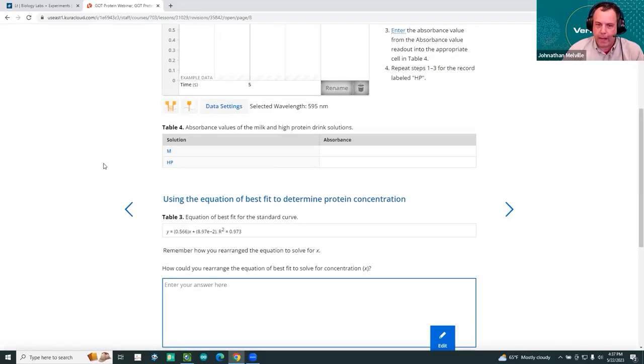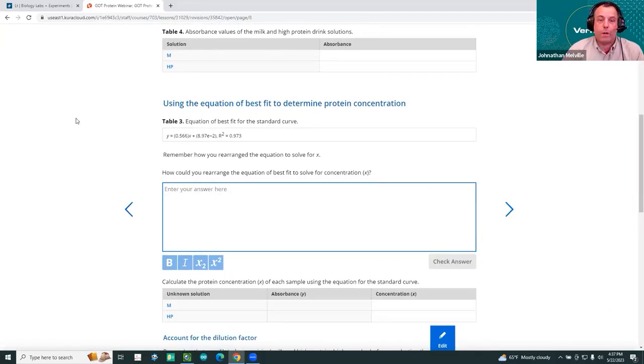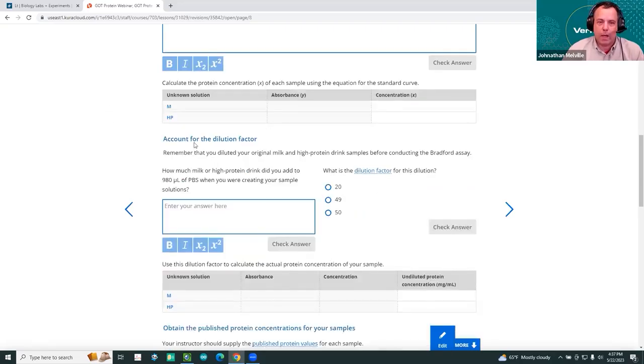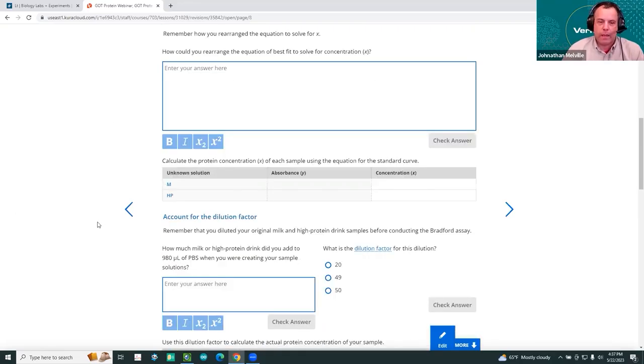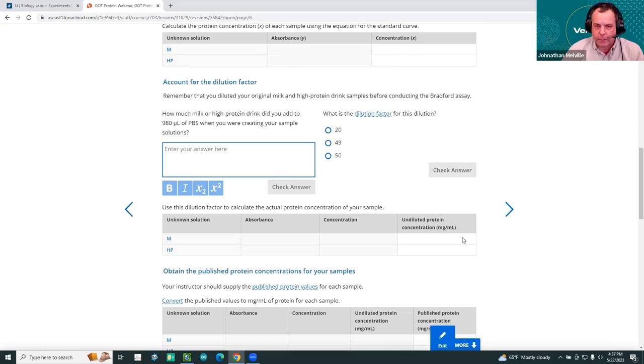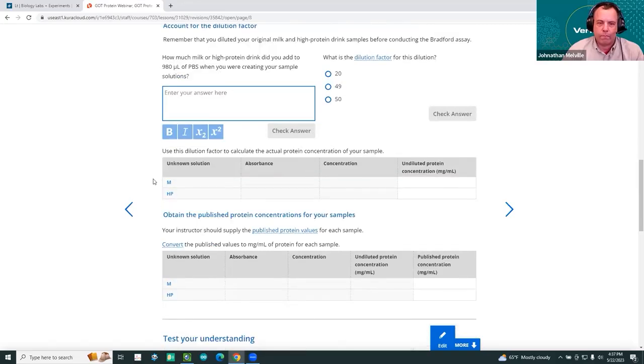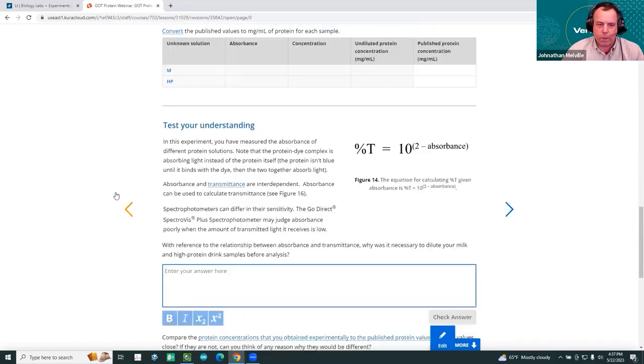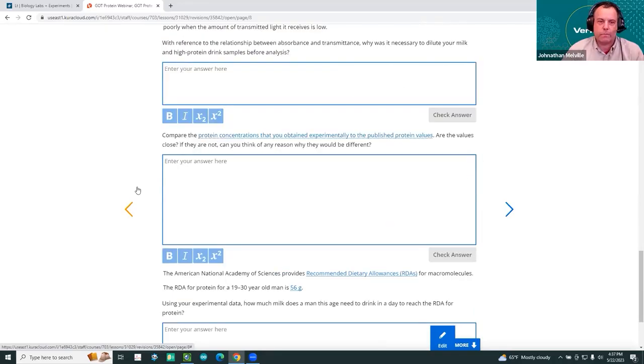And then there's some analysis tools that you can do to determine what the concentration is of the milk and high protein. And since you diluted, these questions right here are really nice, because the students need to know what dilution factor they used. And then it also asks them, hey, how much did you dilute it when you made that up? Well, we put 20 microliters of high protein milk and high protein drink into 980 milliliters of PBS, so they can determine that there. And there's just some other really nice questions of testing your understanding.